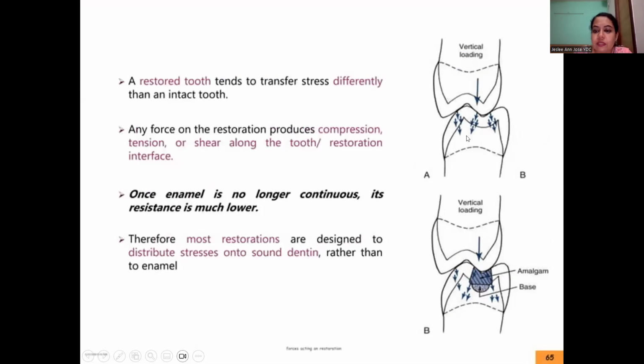But in this picture, you can see picture A denotes how the forces are going to get distributed in case of a normal intact tooth. And picture B shows the same occlusal forces, how they will be distributed when you have a restoration. Now, when you have a restoration, the remaining tooth surface or remaining dentine thickness is going to be compromised.